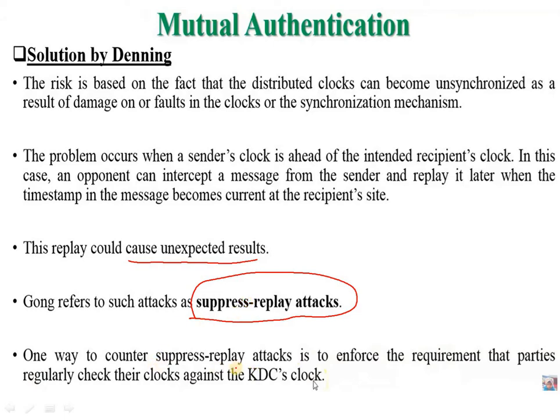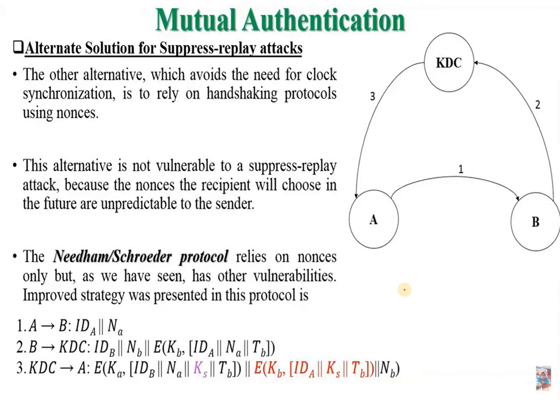One way to counter this surplus reply attack is to enforce the requirement that parties regularly check their clock against the KDC's clock. So one solution for this surplus reply attack is that each of the parties directly communicating with the KDC has to synchronize with the KDC's clock, and check its timing against the KDC's clock. This is the alternative solution that is given for the surplus reply attack.